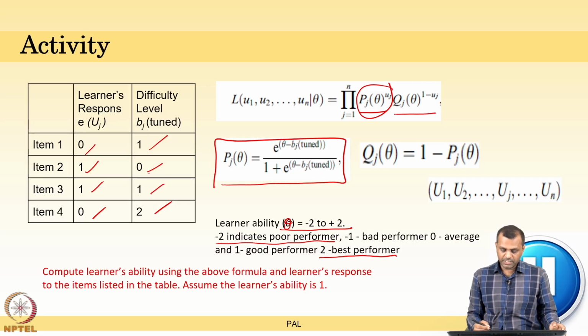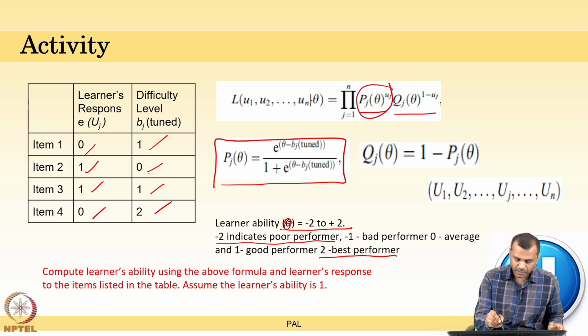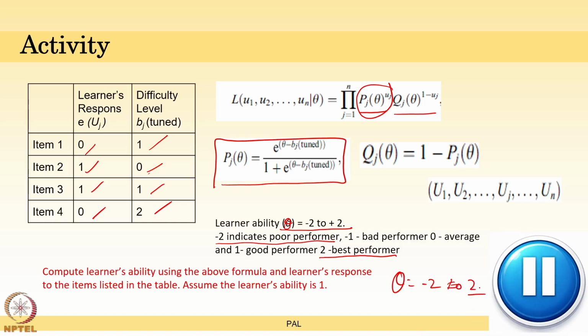The idea for you is that you could pause the video and try to compute this particular thing. I want you to assume the learner value theta can be from minus 2 to 2. First assume one particular theta, say minus 2. Assume minus 2 here, then compute the learner's probability for all the topics: topic 1, topic 2, topic 4.